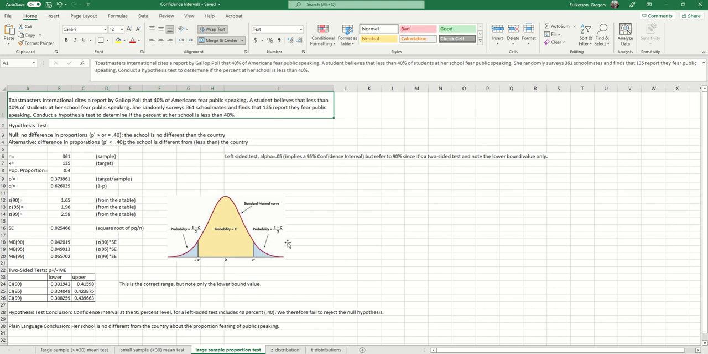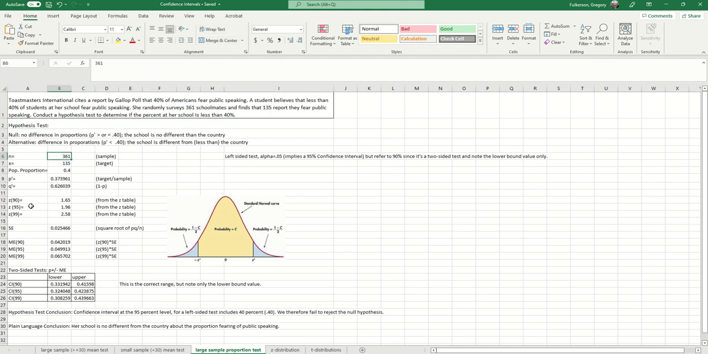This next problem is different because instead of looking at numerical values, we're looking at proportions. So the example here, Toastmasters International cites a report by Gallup poll that 40% of Americans fear public speaking. A student believes less than 40% of students at her school fear public speaking, so she randomly surveys 361 schoolmates and finds that 135 report the fear of public speaking. So the hypothesis test we're going to be doing is based on that information.